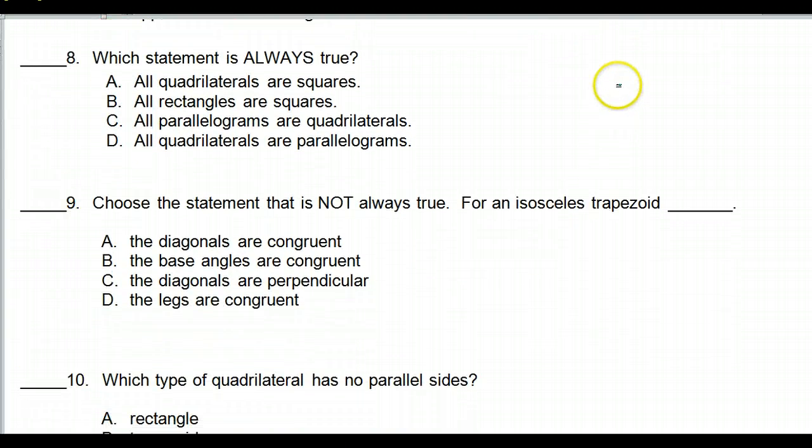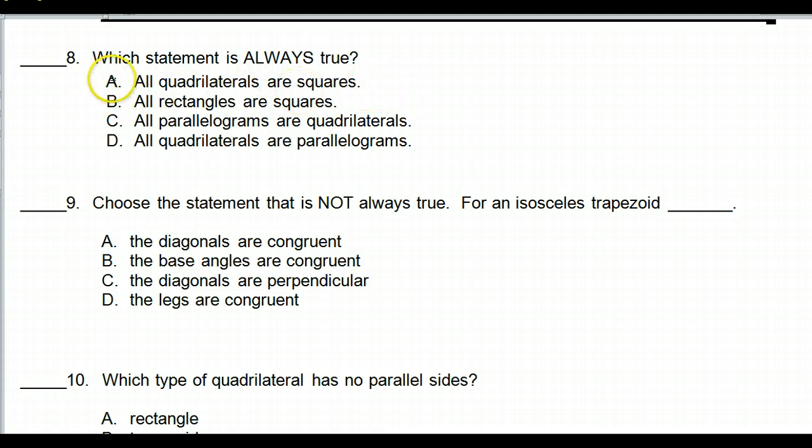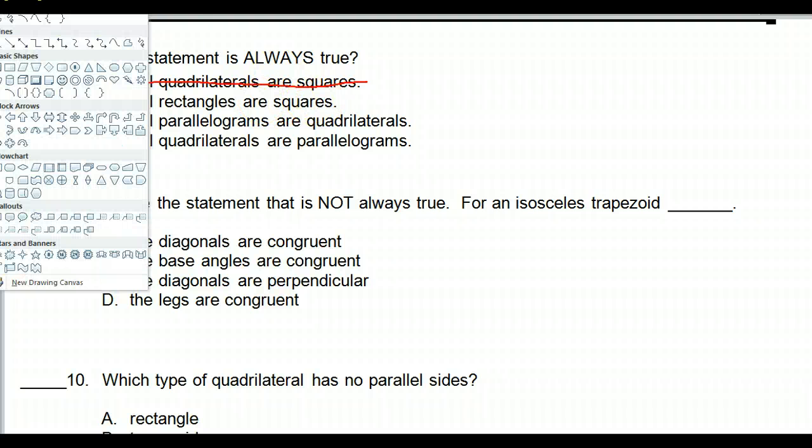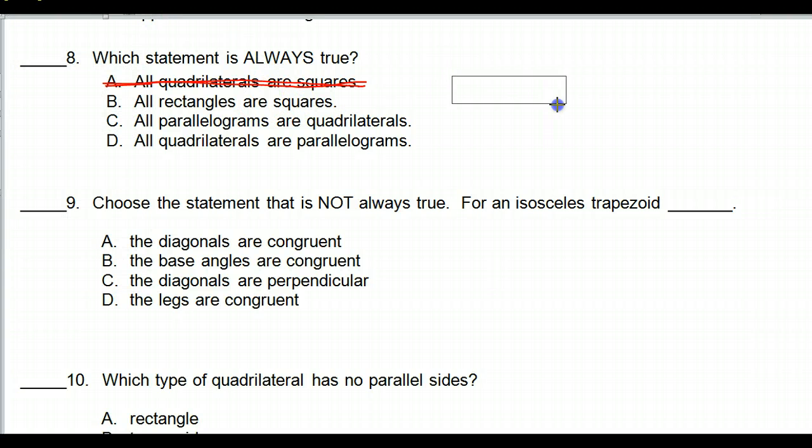Okay. Look at number 8. Which statement is always true? All quadrilaterals are squares. Yeah, well, that's clearly not always true. Everything is not a square. All rectangles are squares. Let's see. There's a rectangle, but it's not a square. So nope, not all rectangles are squares. So no.